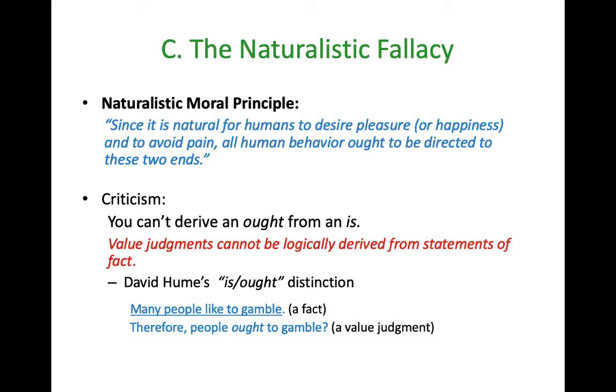Right, so there's this principle people use when they reason. It goes something like this: since it's natural for humans to desire pleasure or happiness. I'm going to just run the two together. Of course, classically, happiness and pleasure are not identical, but for utilitarianisms, we treat them the same. Since it's natural for humans to desire pleasure and to avoid pain, all human behavior ought to be directed to these ends. This is a moral principle that utilitarians use.